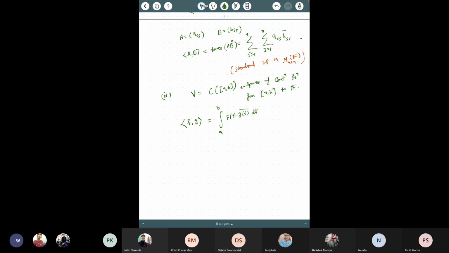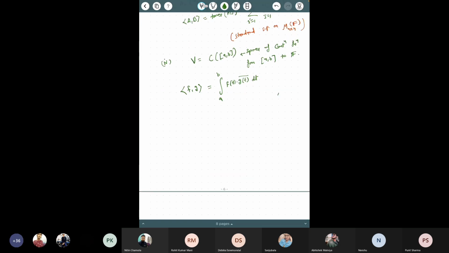Let me check whether this defines an inner product on this V or not. You can check that this is well-defined, a well-defined function from V cross V to F. Now we have to check whether it is an inner product. To check that, we have to check the four properties of an inner product.